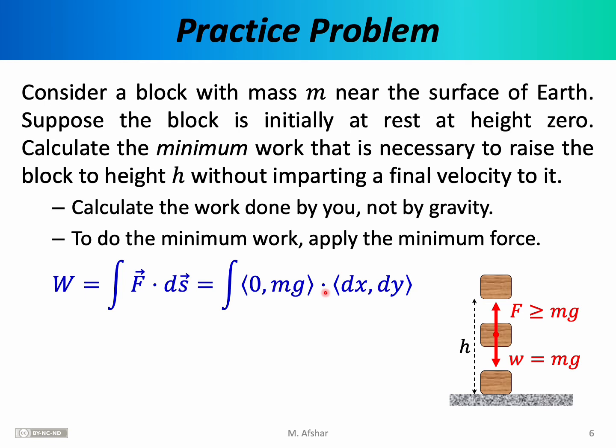Remember how to calculate the dot product. You multiply the x components and you multiply the y components. 0 times dx gives you 0, so the x integral disappears, and you're left with mg times dy. So now you have to do a y integral. The y coordinate has an initial value of 0 and a final value of h, so the limits of integration are 0 to h. You should be able to do this integral relatively easily. The integral is mgy. You plug in the limits of integration, and your final answer is mgh. So the minimum work required to lift a box to a height h is simply mgh.